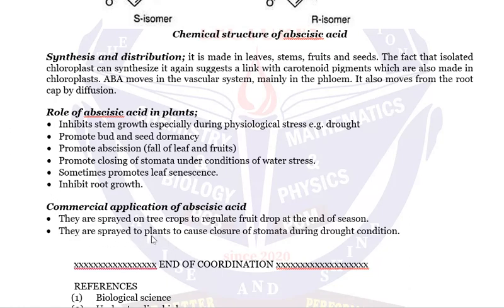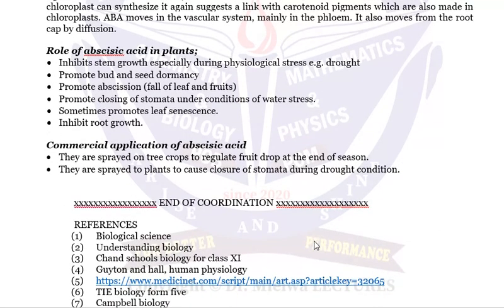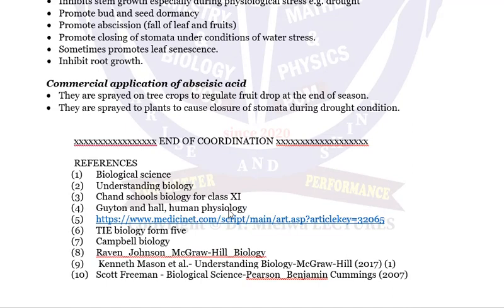They are also sprayed on plant seed to cause the closure of stomata during drought conditions. This is also very important for the survival of the plant during drought conditions.